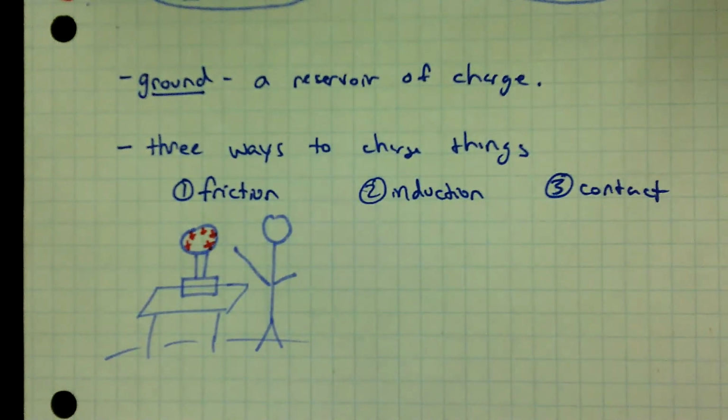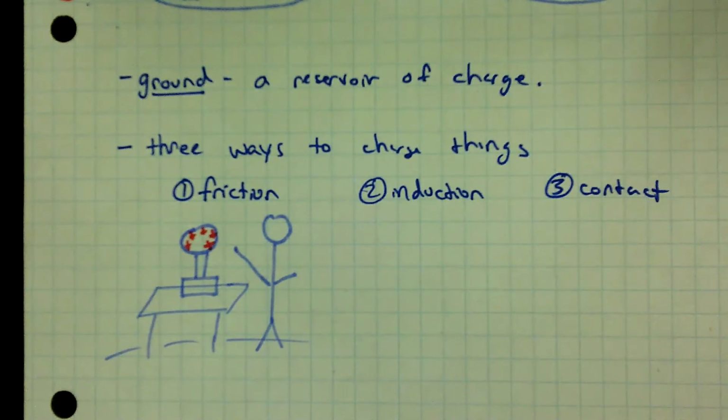So what does that do? If you are standing on the ground, so let's imagine for a second you're not on the stool, you're just standing on the ground. What's going to happen is, as you get closer and closer to the Van de Graaff generator, you are on the ground, so you are attached to that reservoir of charge, right? So you're attached to basically an infinite amount of positive and negative charges.